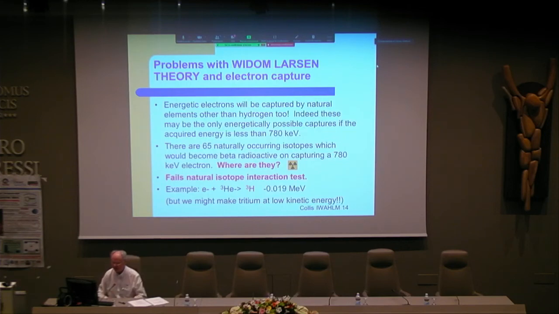There are 65 naturally occurring isotopes which become beta radioactive on capturing a 78 keV electron. And that's long before any protons would capture the electron. Surely there are more electrons which have less than 780 keV than there are which have more. So there are all sorts of secondary effects which are predicted by the theory, which the authors have completely overlooked and haven't taken account of. The lowest energy such reaction, of course, is electron capture by helium-3, a bit difficult to demonstrate perhaps, but it ought to produce tritium, and the energy required is far below 780. It's actually 19 keV. But there are 65 other similar examples. So there's something drastically wrong with this theory.